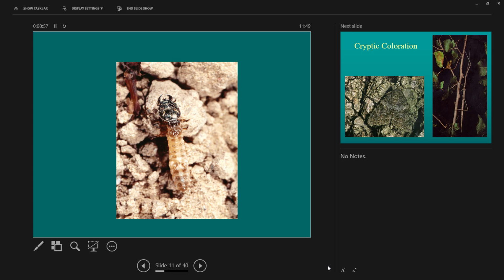The pointer, my cursor isn't working? Isn't it on there? No, it's not working there, sorry.